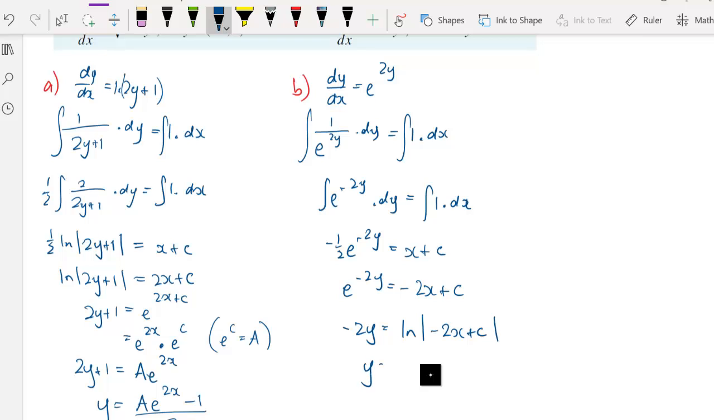And therefore y will end up being negative 1/2 ln, and we'll make this c take 2x. And there we have it, there's our general solution for b.